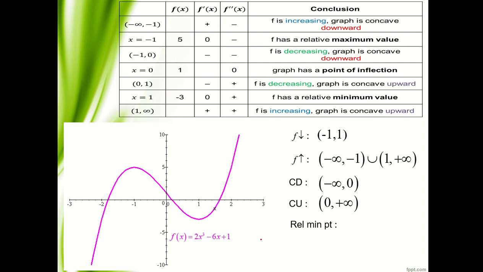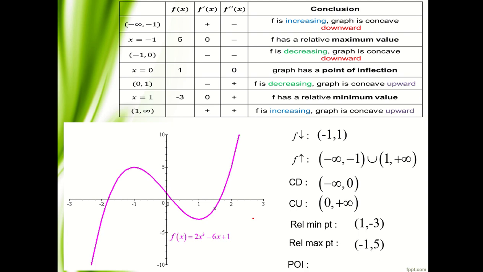Then we have the relative minimum point. From the graph we can see it here, at this point, that is (1, negative 3). And we have the relative maximum. Of course there's no other point here except this one, negative 1, 5.